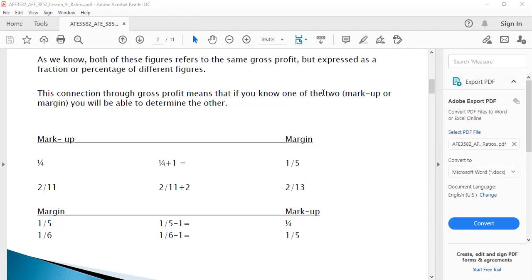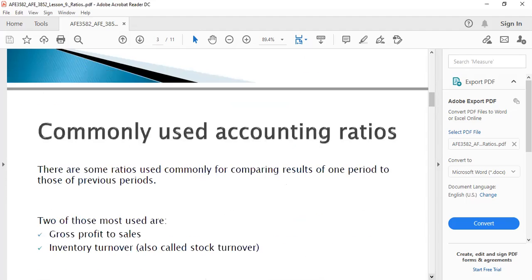Okay. So these are now the relationship between markup and margin, how to change from markup to margin, and how to change from margin to markup. We said changing from markup to margin, you add your numerator, and then changing from margin to markup, you subtract your numerator.